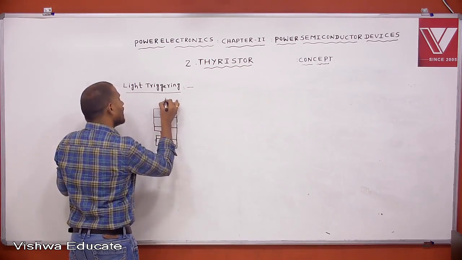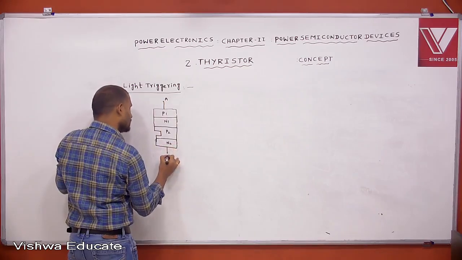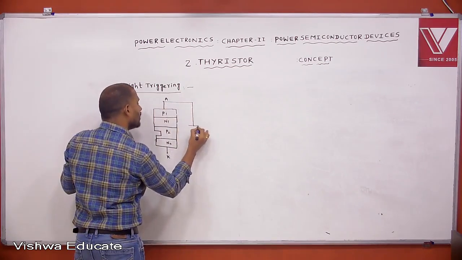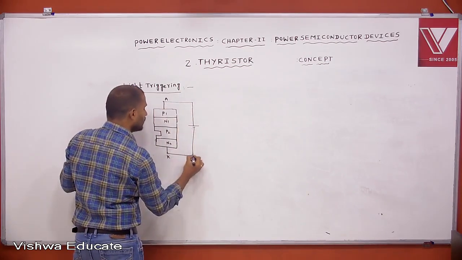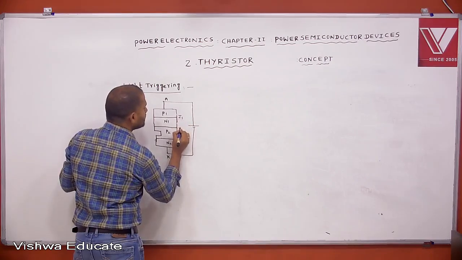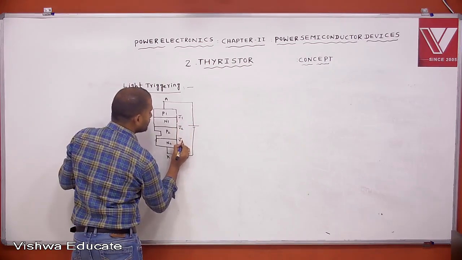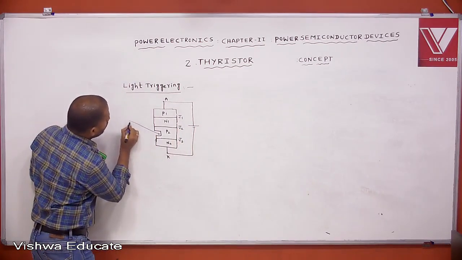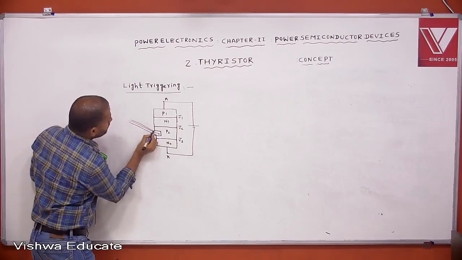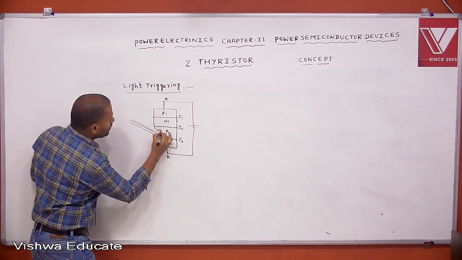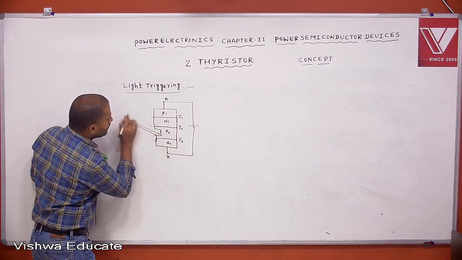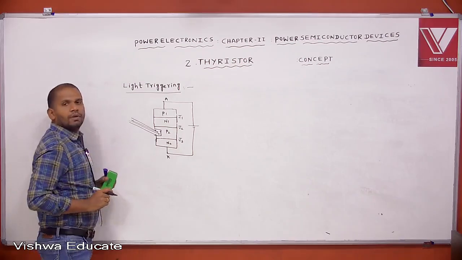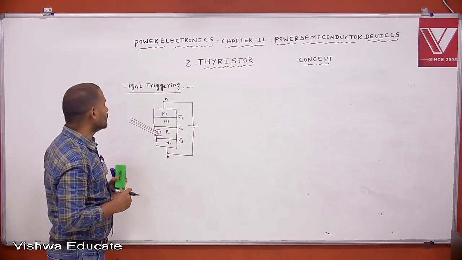This is the anode, and this one is the cathode. Let the SCR initially be under forward blocking mode. This junction is J1, this junction is J2, and this junction is J3. Then a control light is allowed to fall at the J2 junction, nearer to the inner P layer.